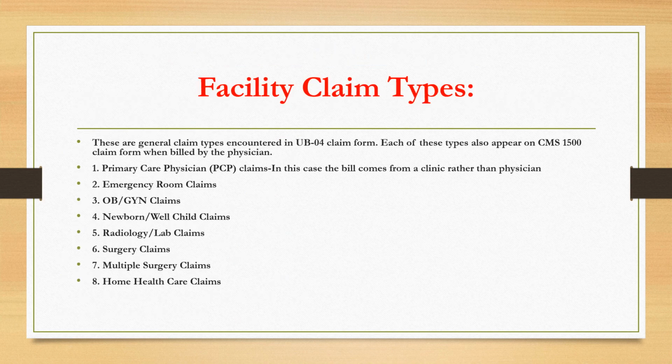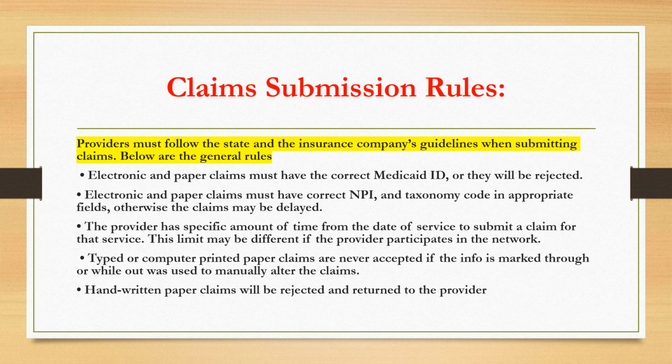And what about the facility type? It can be a primary care physician claim. In this case, the bill comes from a clinic. Emergency room claim, OB/GYN claim, newborn well child claim, radiology lab claims, surgery claims, multiple surgery claim, and home health care claim. So these are general claim types encountered in the UB04 claim form. Each of these types also appears on the CMS 1500 claim form when billed by the physician.